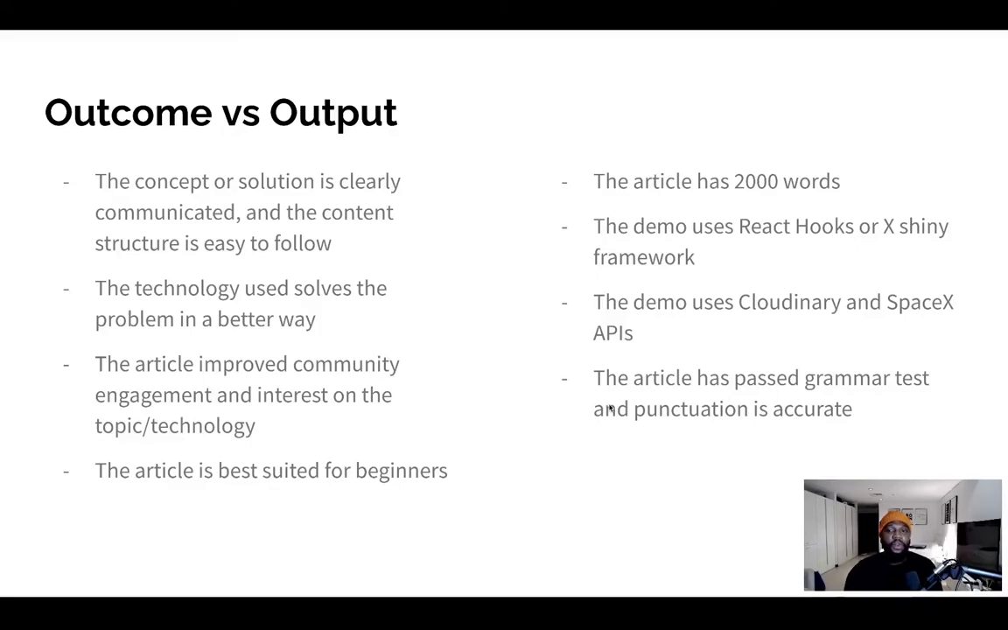So an example of outputs are, the article should be 2,000 words. Once you hit 2,000 words, you start panicking and you want to stop. That's output. The demo for the article has to use React hooks or some shiny framework. Once you do that, you're satisfied. It uses Cloudinary or SpaceX APIs or APIs from the moon. And once you do that, you feel the article is good.